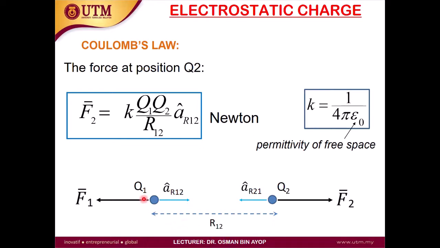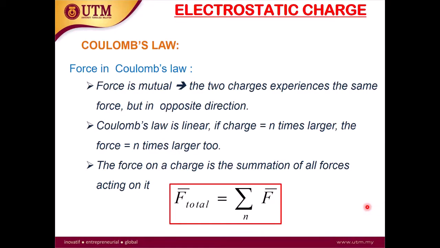So we can see here, the first one is in this direction, because the first one is basically from this charge. So it's acting like this. And then we have F2 in this direction, because the F2 is based on the Q1. But the F1 and F2 can be either positive or negative, depending on the sign of Q. So we will see later on. The force in Coulomb's law.